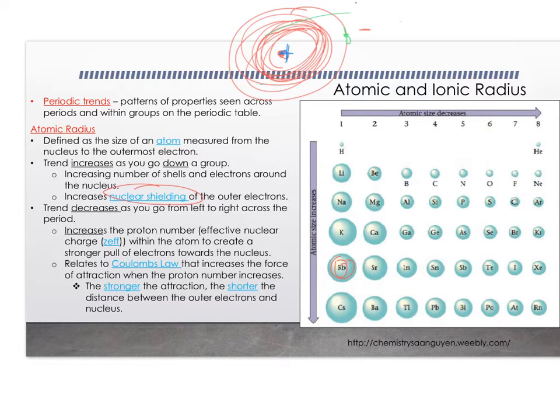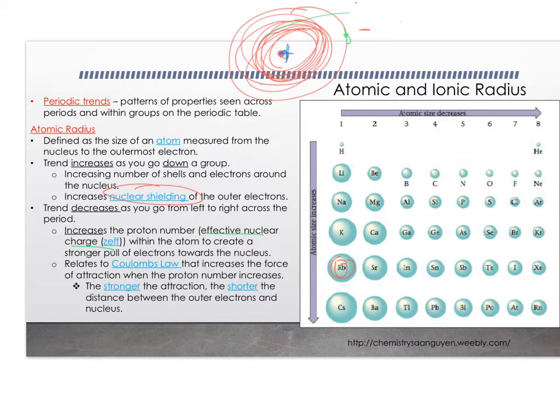Okay, so that's going down groups, and if you go from left to right across the periodic table, you're going to decrease the atomic radius. This is because you're increasing the proton number. This is also known as the effective nuclear charge, or Z-eff, Z-E-F-F. The Z represents the atomic or proton number, and the eff is the effective charge. So by increasing the proton number, going from left to right within the atom, you're going to create a stronger pull of electrons within that nucleus.